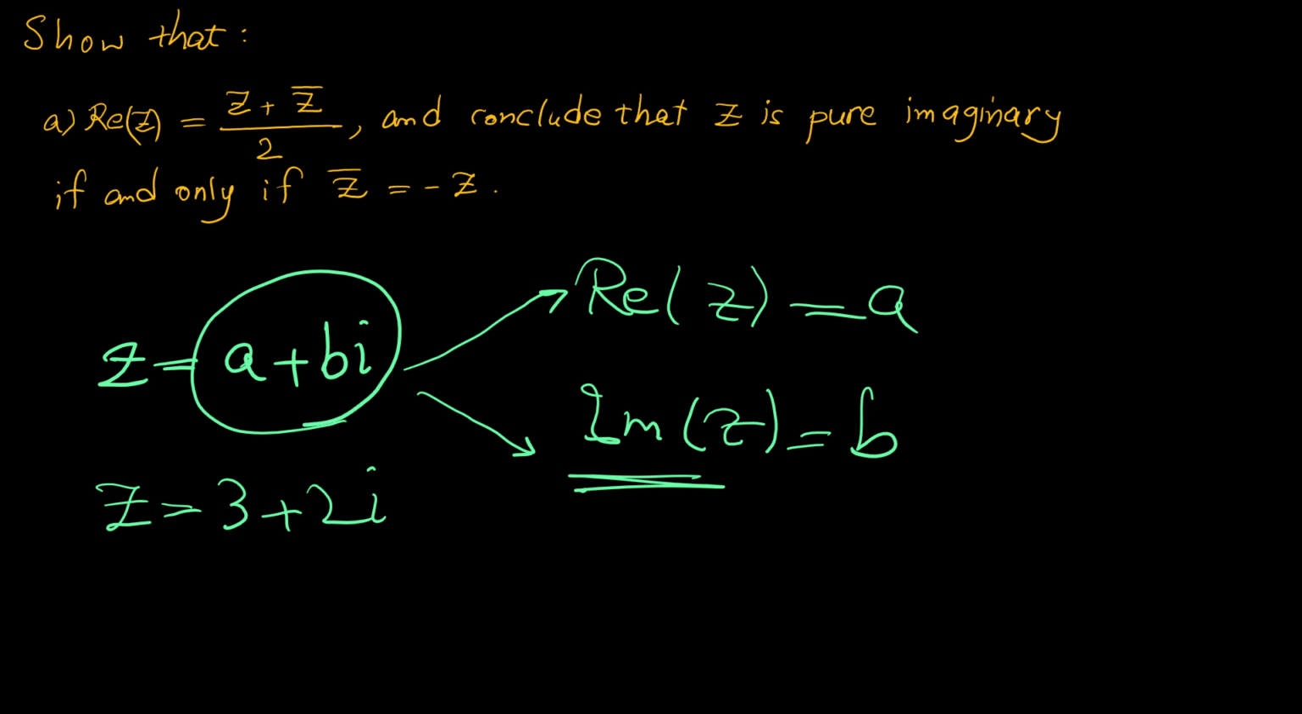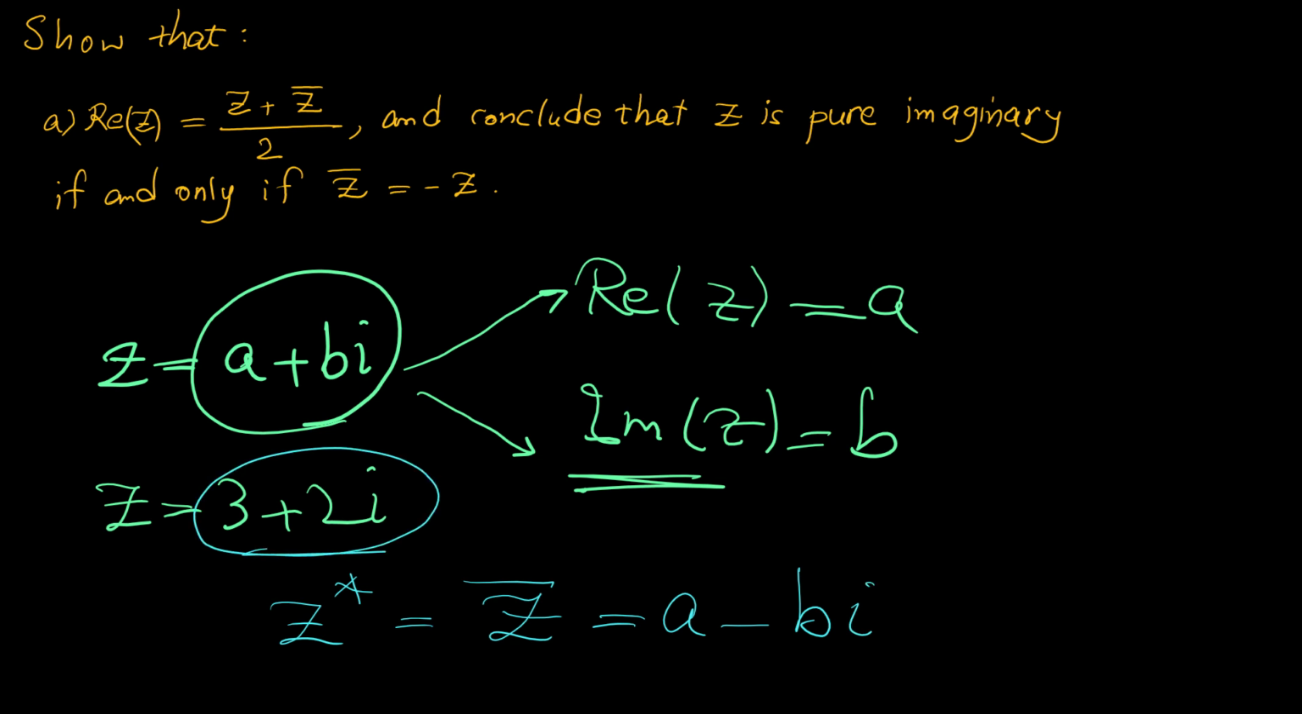What is the conjugate of a complex number? If z is a plus bi, the conjugate of z, which we can show with z bar, or sometimes in some textbooks they show with z star, is a minus bi. So what is the conjugate of 3 plus 2i? The conjugate of 3 plus 2i is 3 minus 2i.